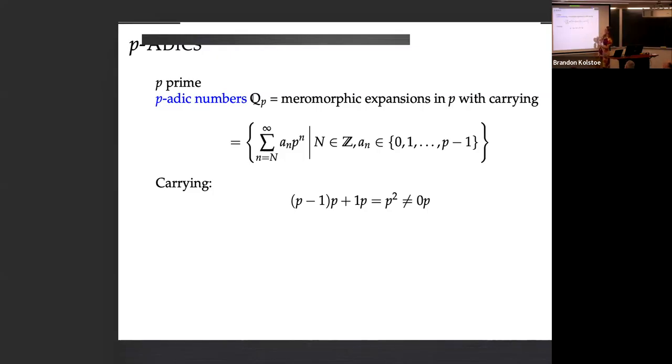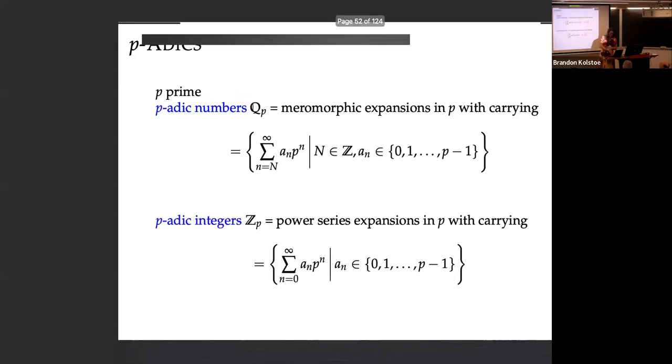This is what the carrying means. So if we have one expansion, that is P minus 1 times P to the first, and another expansion, that's 1 times P to the first, then those add up to be P squared, just like normal arithmetic. That's not 0P. So we're really treating these like numbers, and we're carrying across the different powers of P.